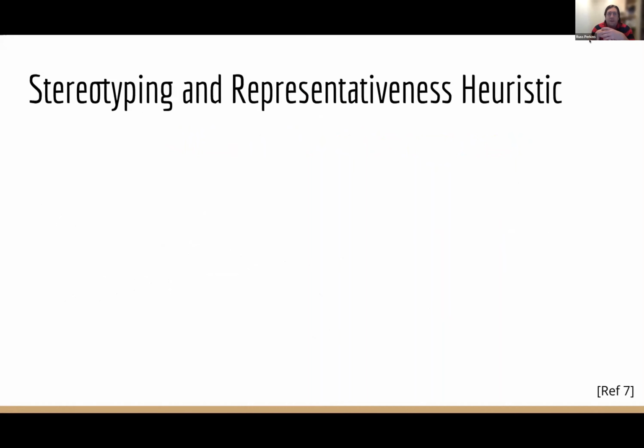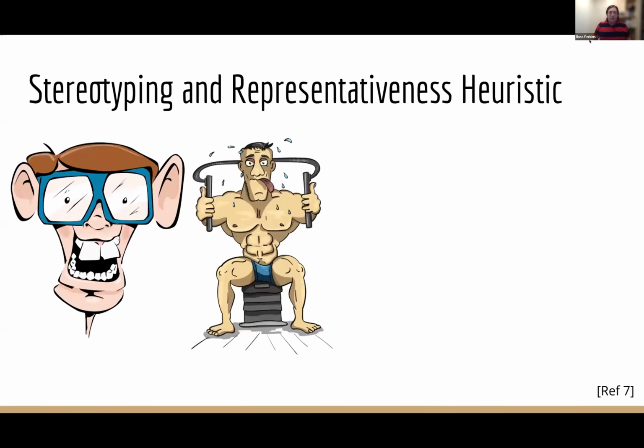Then we get into stereotyping and the representativeness heuristic. Representativeness is how we categorize. We generally categorize information. So we take it and we see stuff. And right here, two images that we don't really need explaining, right? The smart science type and the strong dumb type. These things are categorized, so we don't have to do much information processing.